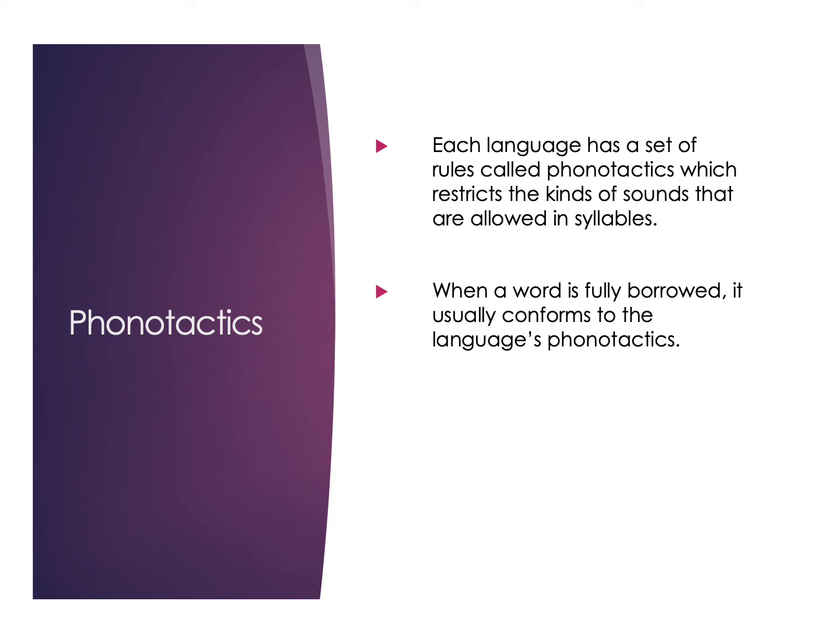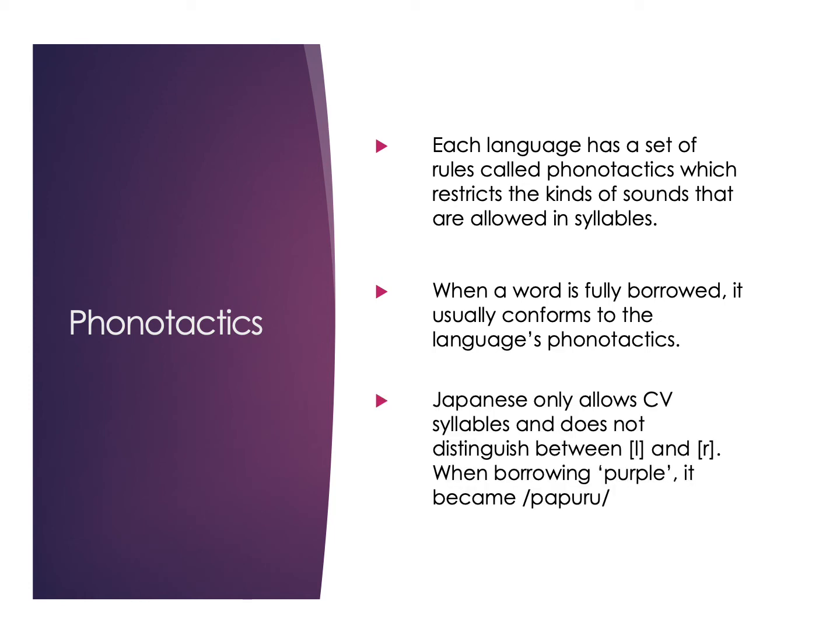So for instance, in Japanese, they tend to only allow consonant and vowel syllables. So you have consonant, vowel, consonant, vowel. They also don't distinguish as phonemes between L and R sounds. Those are allophones in Japanese. So in borrowing the word purple from English, it ends up being pronounced papuru because it has to have a consonant and a vowel every time.